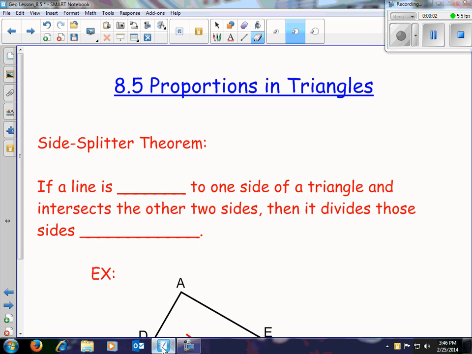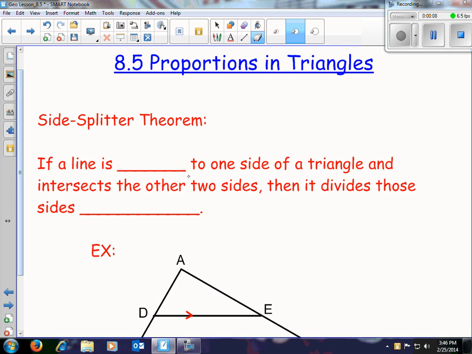This is section 8.5, proportions in triangles. The first theorem we're going to talk about is the side splitter theorem. And it says, if a line is parallel to one side of a triangle and intersects the other two sides, then it divides those sides proportionally.